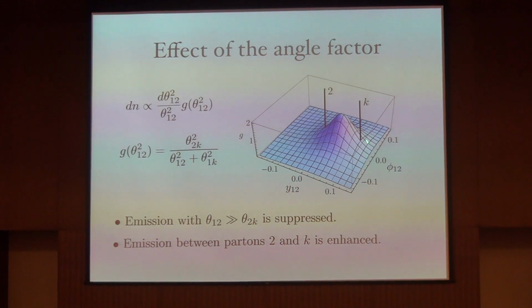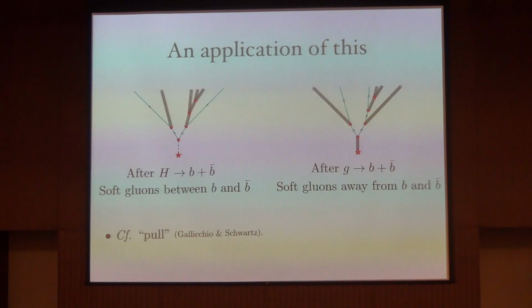And actually, if I go the other way, out here, there's negative interference. Also, out here, there's negative interference. So it's not likely to get angles of emission that are a lot bigger than the angle between 2 and its color-connected partner. And it is likely to have emissions between them. Okay? And you see that by this amazingly simple formula. So let's think about application of that.